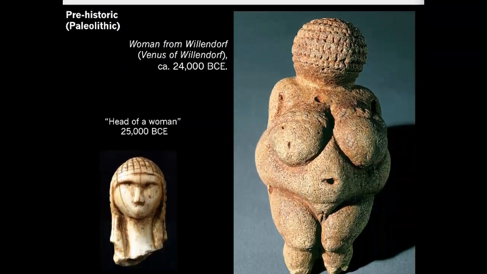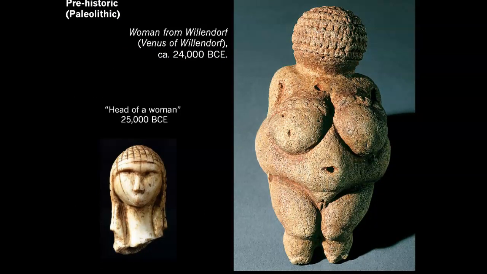Here's another one that was found. This is called the head of a woman. This one does have strikingly a better sense of eyes and nose features, but she also does share with the woman of Willendorf a texture over the head.